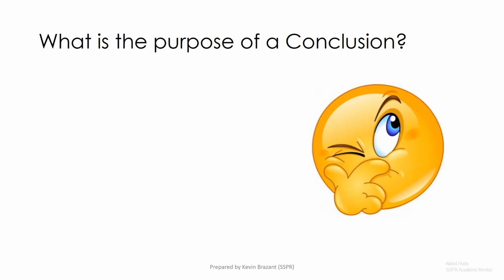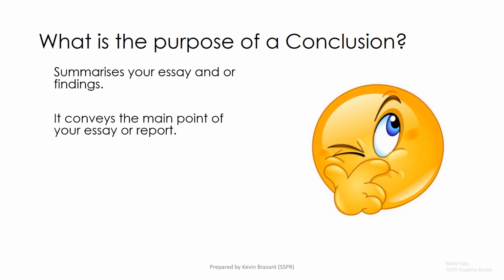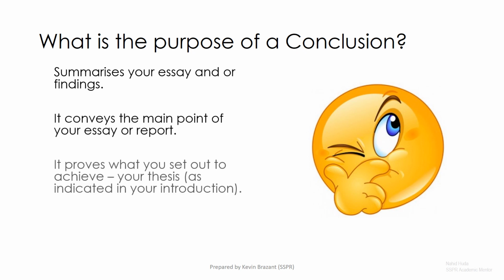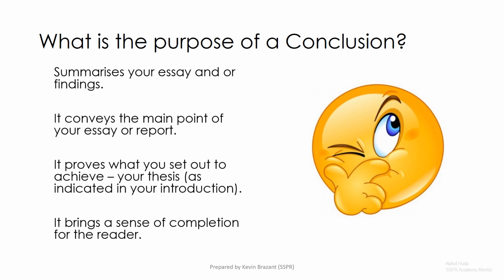In the main body of your essay, you will have concentrated on the detail that addresses your thesis and builds a coherent argument. A conclusion is a space to zoom out and take stock of all the details presented. It should summarize your essay and your findings. It should convey the main point that you're trying to make in your report. It proves what you set out to achieve, i.e. your thesis. And finally, it brings a sense of completion for the reader.